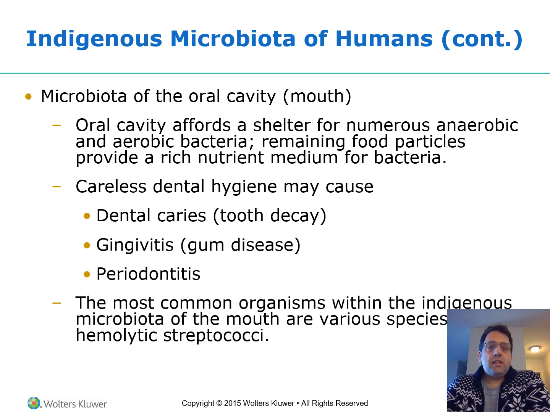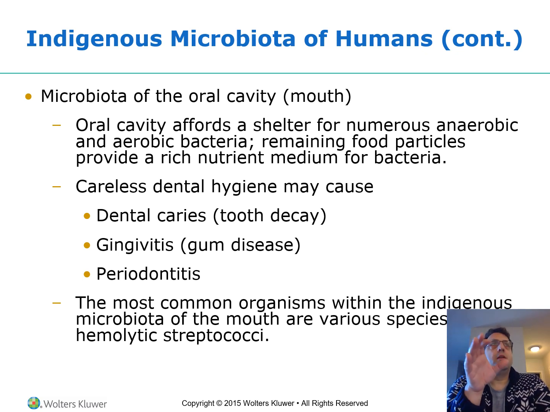Microbes of the oral cavity. The oral cavity affords a shelter for a whole bunch of anaerobic and aerobic bacteria. So the stuff that's in your mouth is going to typically be aerobic. As it gets back farther and farther into the throat, it's going to become microaerophilic or anaerobic. These microbes actually feed off of the food particles that are left in your mouth. And because you may leave these, especially if you don't brush and floss regularly, you can get cavities from this.